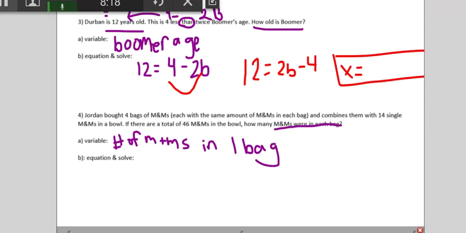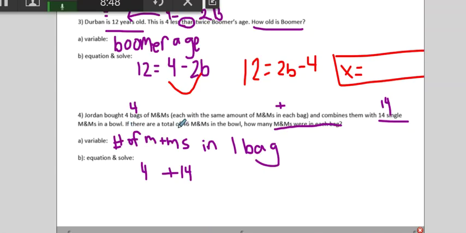All right, so my equation, let's see. Jordan bought 4 bags of M&Ms, each with the same amount in each bag, and combines them with 14 single M&Ms. So those 14 single M&Ms don't have anything to do with each bag. So that's going to be my constant. It's going to be my number that stands by itself. And we're combining that with the 4 bags. So we're adding somewhere along the line. So we'll have 4 bags plus the 14 single M&Ms.